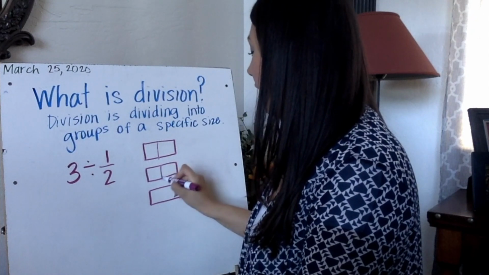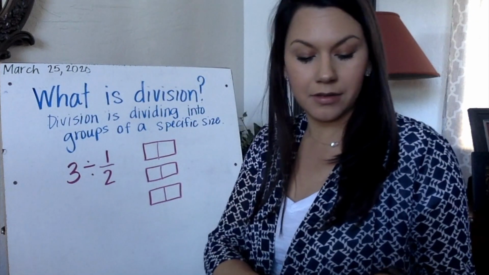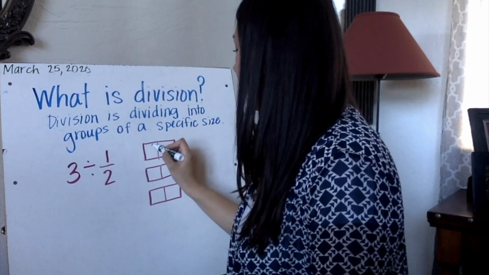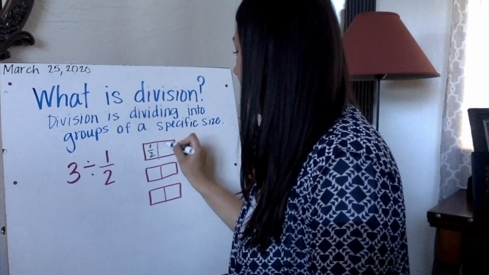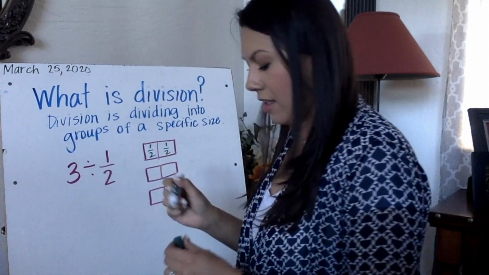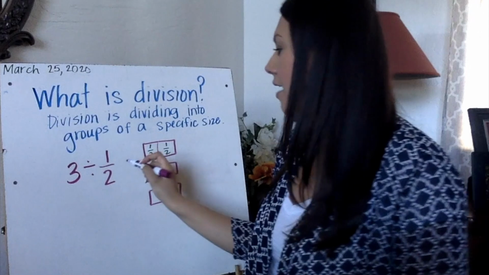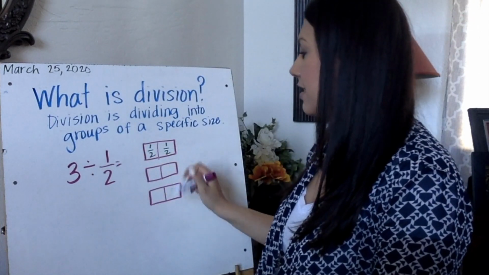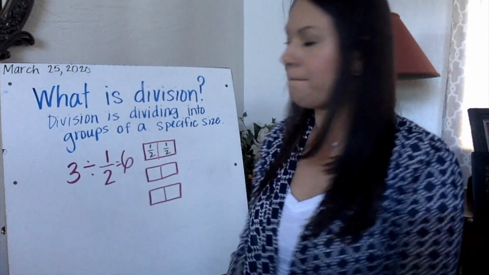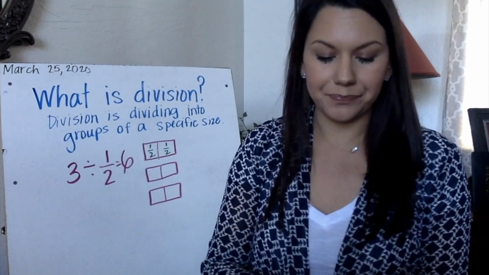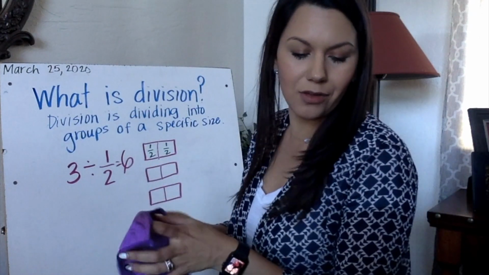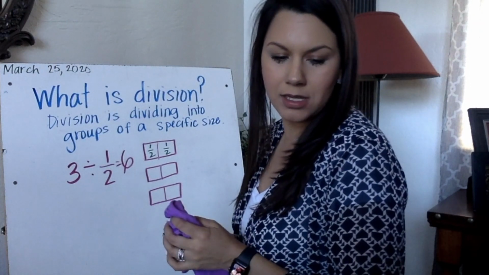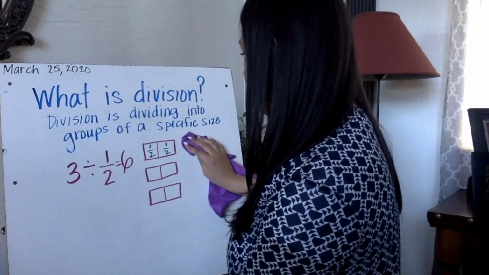Half, half, half. I'm going to label so we are clear. 1/2, 1/2. How many halves do I have now? 1, 2, 3, 4, 5, 6. Okay. Now we'll do another one.